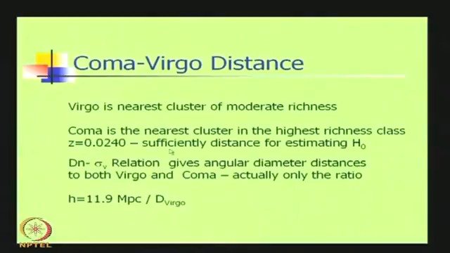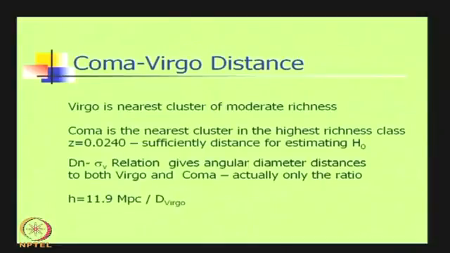And one could use the Dn-sigma relation to get the angular diameter distance of both the Virgo and the Coma cluster. But the Dn-sigma relation itself is not calibrated, in the sense that we know there is a relation between Dn and sigma. You can measure the sigmas and infer the Dn, but we do not know the relation, so there will be some unknown. So, we will not get the diameter, we will get something that is proportional to the diameter. To determine the diameter, you need to calibrate this relation using a sample of galaxies whose distances are known.